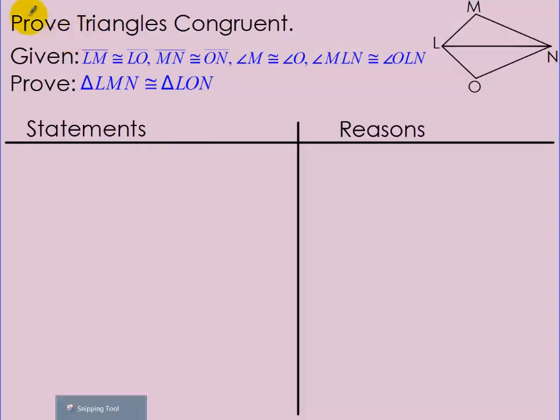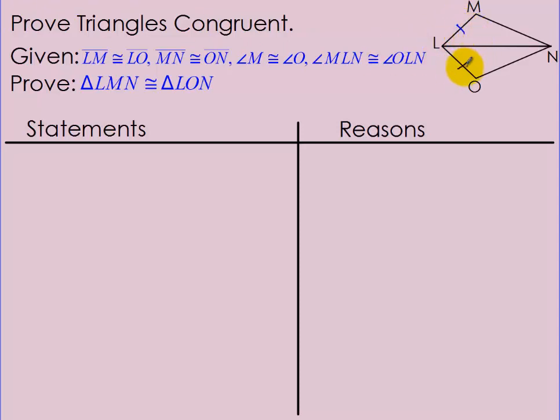So I want to prove that these two triangles are congruent. So prove LMN is congruent with LON. These are two triangles, and notice they share this one side. So the given information here, LM is congruent with LO. So I'm going to start labeling these. It's good to practice this. So LM, I'm going to put one tick there, is congruent with LO.